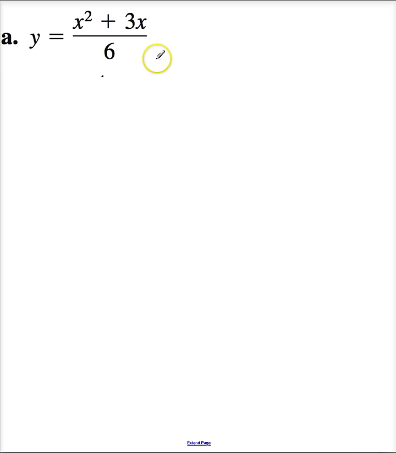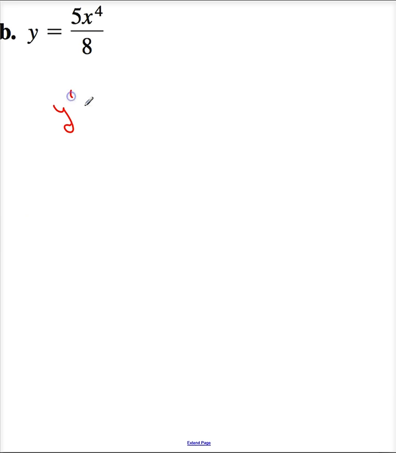For this problem, we can just distribute this. If I take the derivative of this, this is 2x plus 3 divided by 6. You see, I don't have to do anything fancy there. For this one, y prime is 5/8 times 4x cubed. I do need to simplify this. 5/2 x cubed.